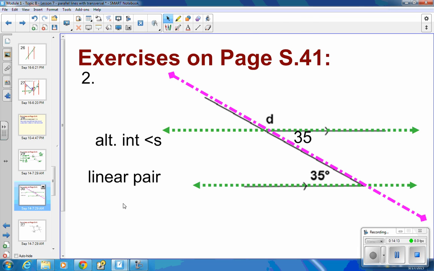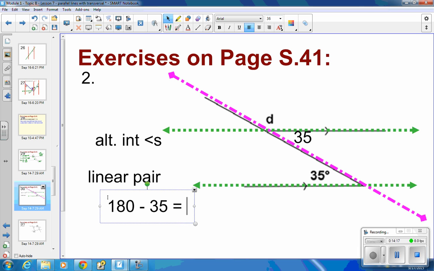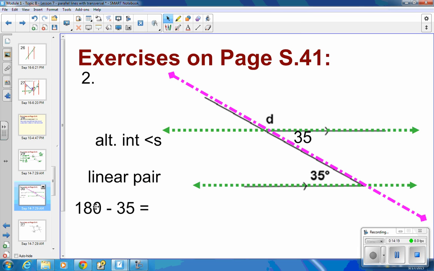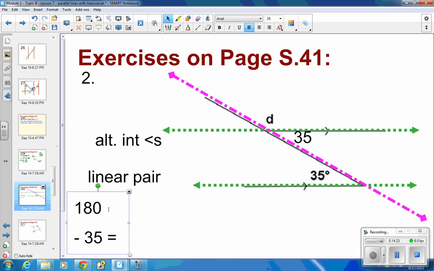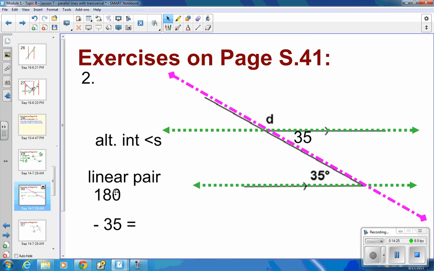Alright, so I did a linear pair, which would mean take the 180 minus the 35. And if 180 minus 35, write it that way, 0 minus 5 is 5. Borrow 1 from the 8, make it into 7. 7 minus 3 is 4. And I get that D has to be 145 degrees, using alternate interior angles and a linear pair.